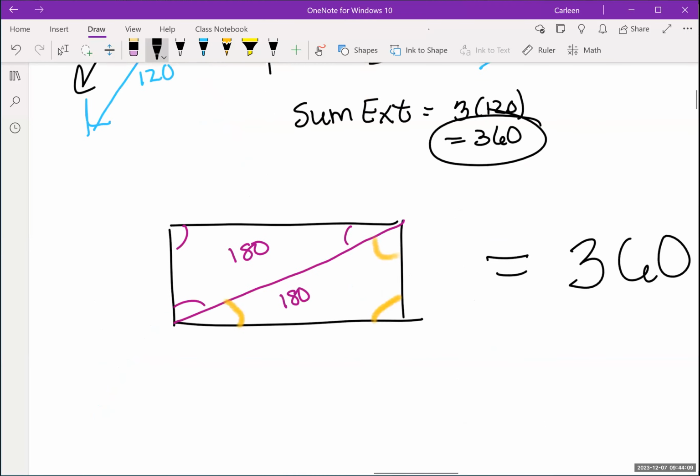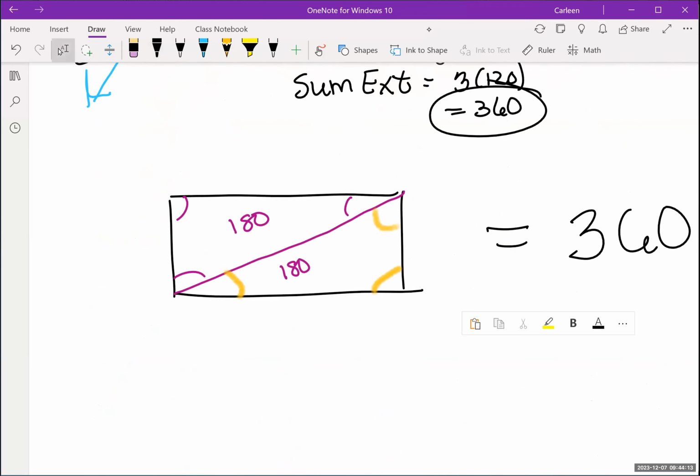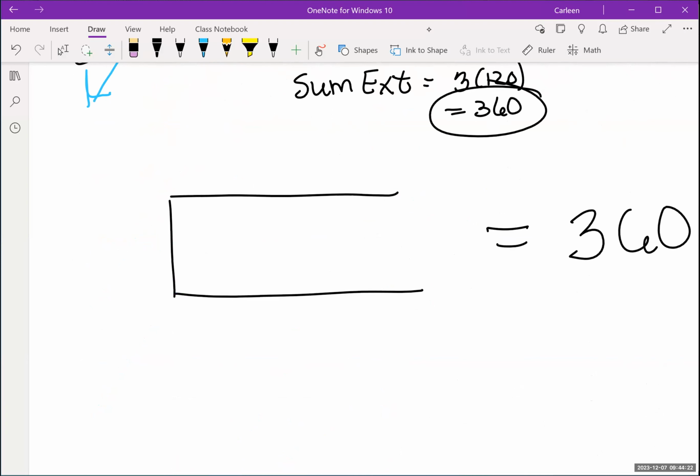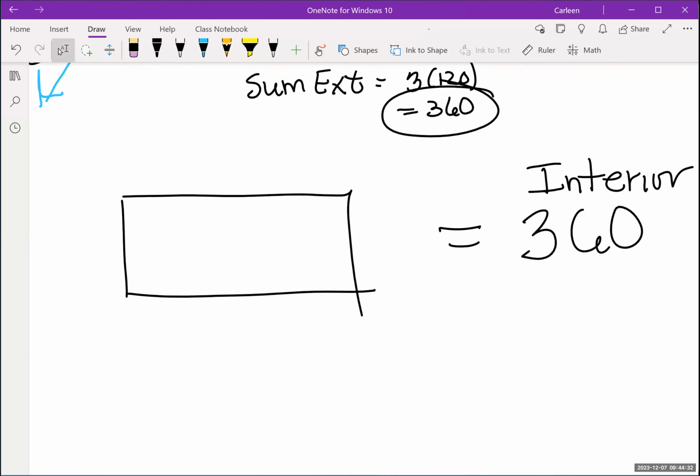Now let's try a rectangle. We could have done a square, but we're going to try a rectangle. So we know the sum of the interior is 360. Now let's talk about the exterior.